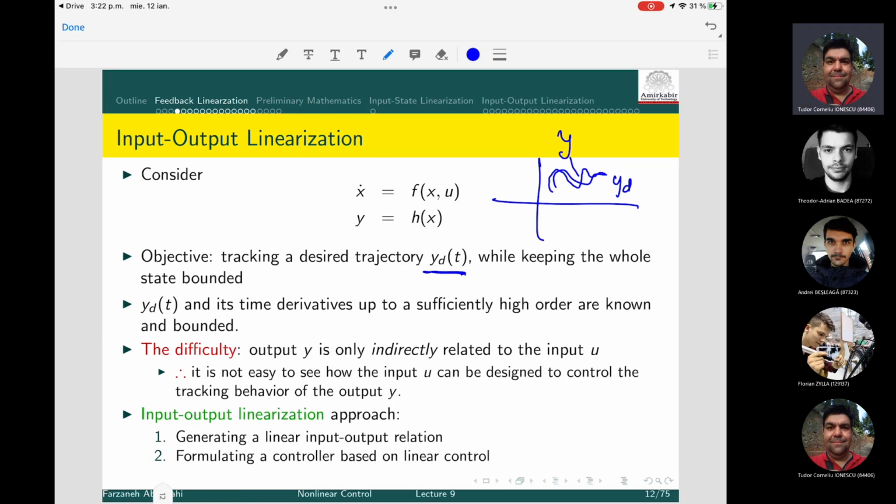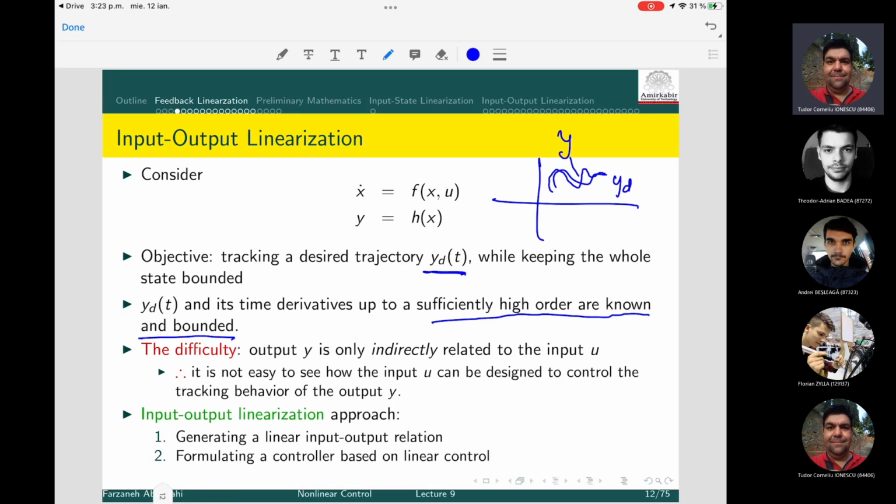yd and its time derivatives up to a sufficiently high order are known and bounded. So this is important information about the behavior of the desired output and its derivatives. This is really, really important.